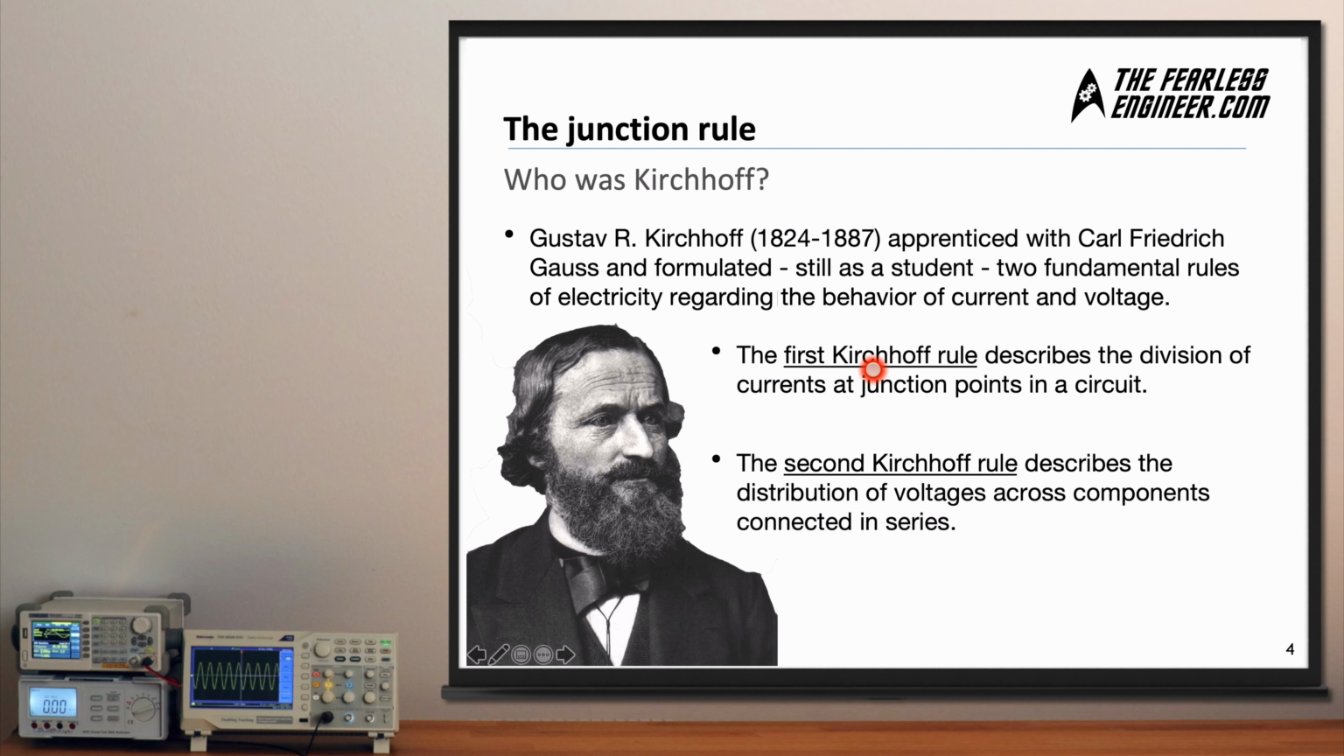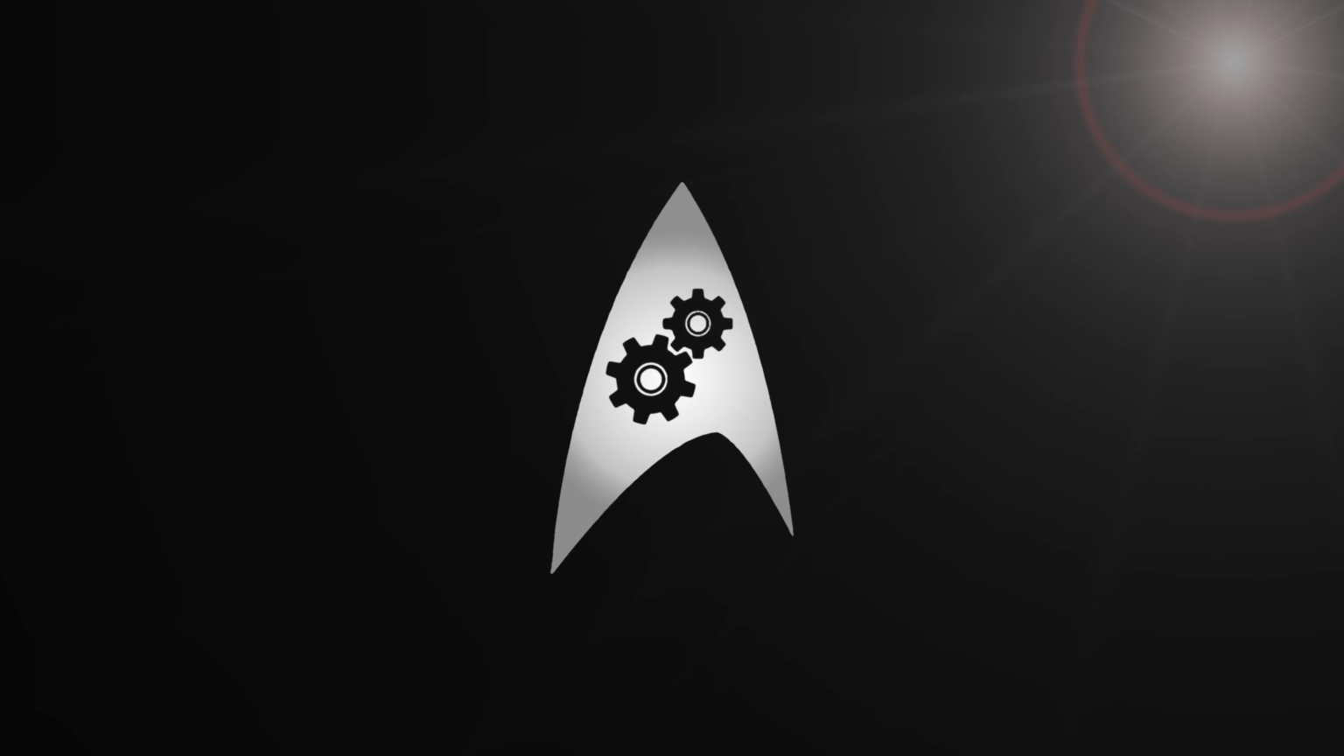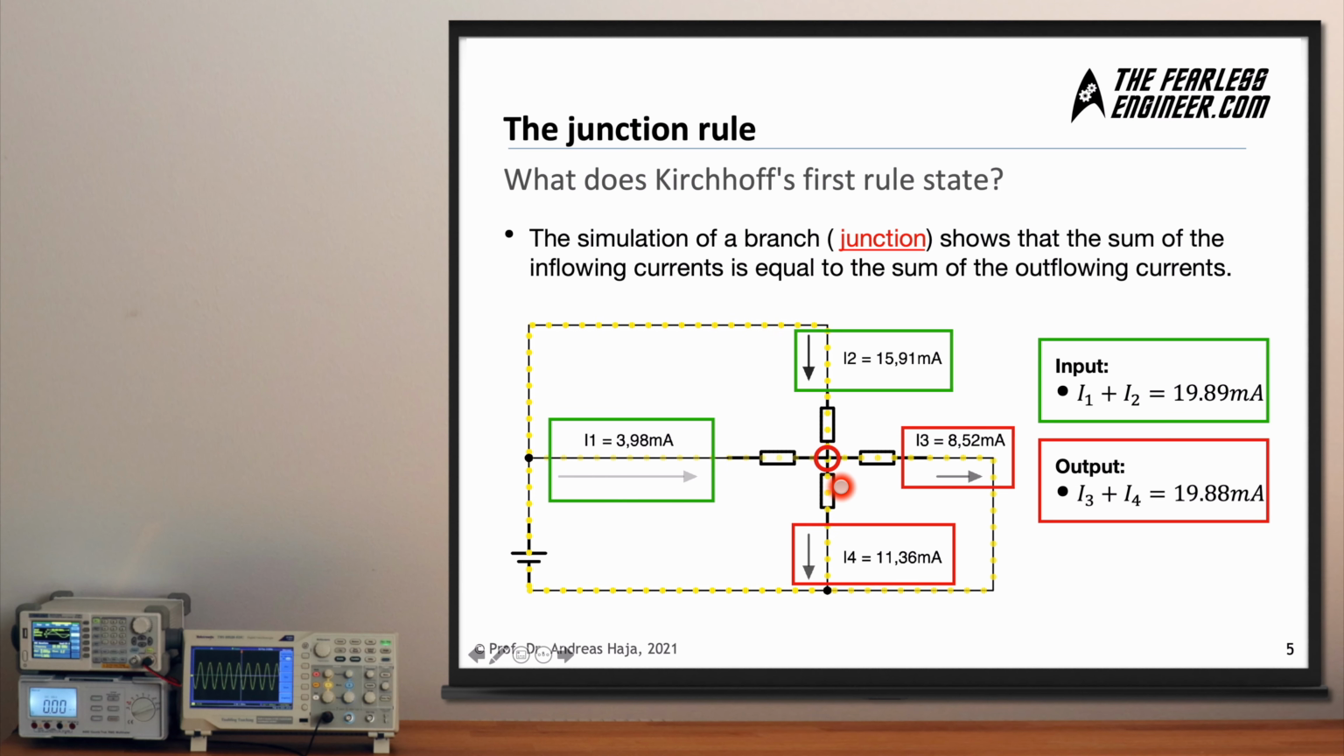And the first of his rules describes the division of currents at a junction point in a circuit. So the first rule is concerned with the splitting up of charges at a junction point. And the second rule describes the distribution of voltages across components which are connected in series. So first rule about parallel components, the second rule about components connected in series to each other. Now let's look at this simulation here.